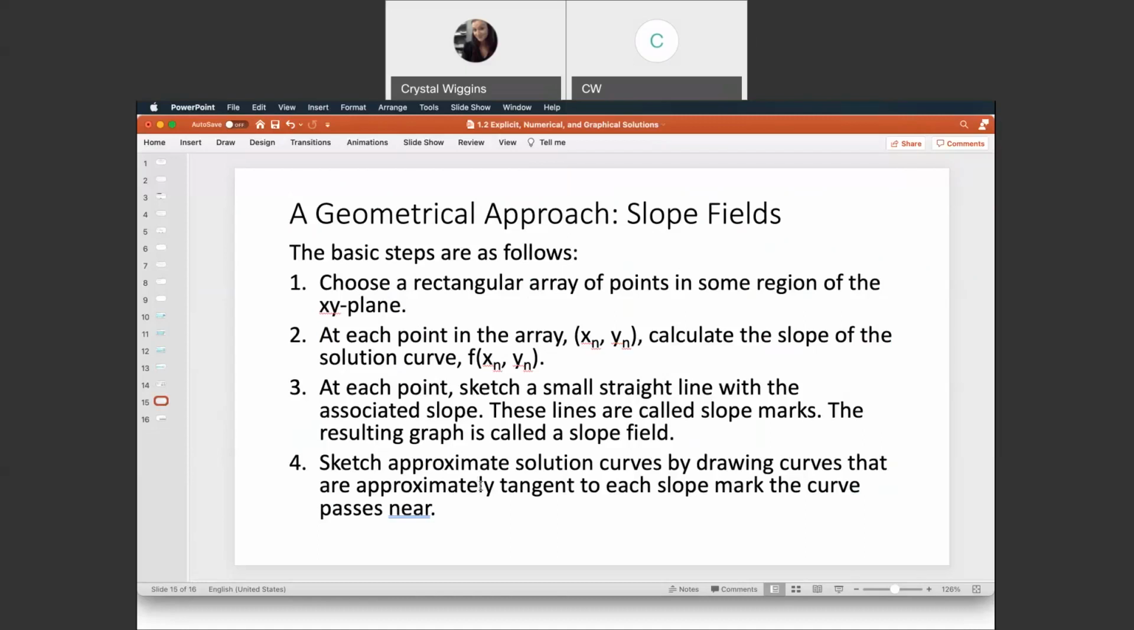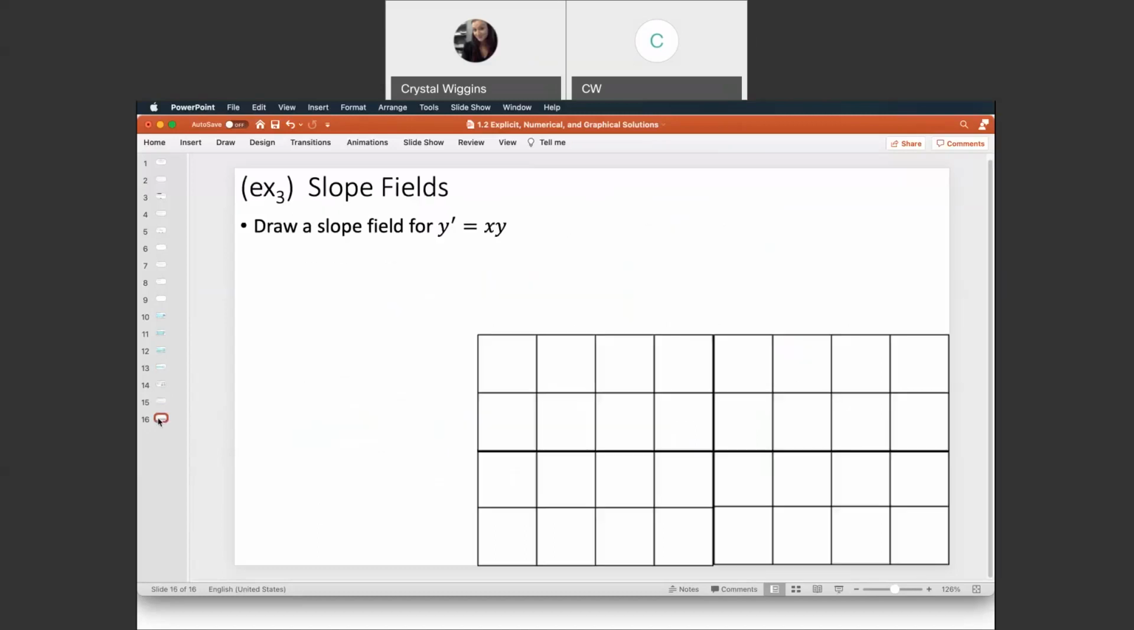The numerical approach is estimating the result of a solution when you don't know the formula, using Euler's method to find outputs. And the graphical approach is finding what your solutions approximately look like without, again, having the actual formula to draw it exactly. So let me show you another example.